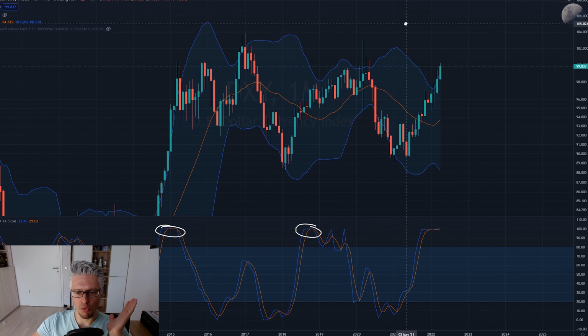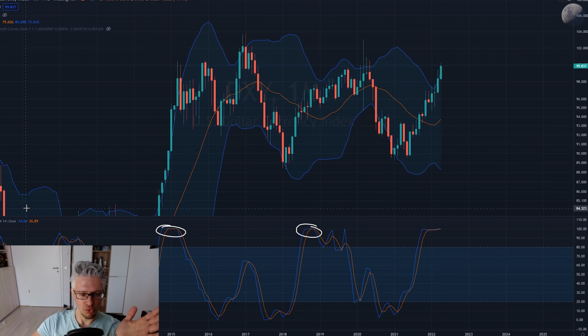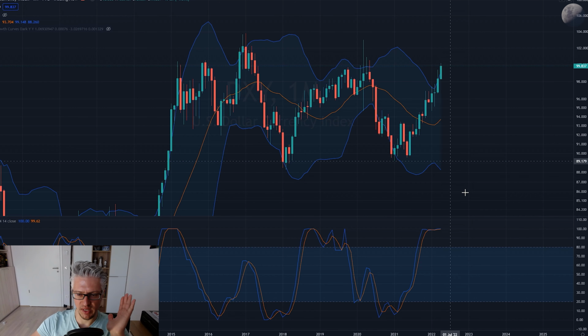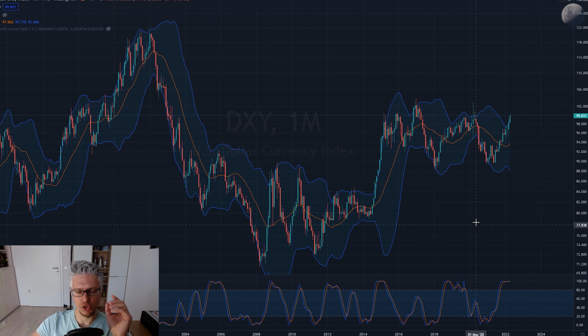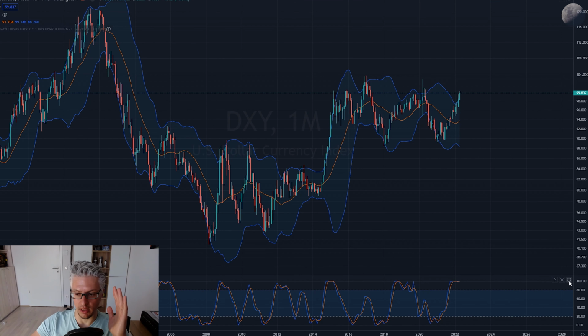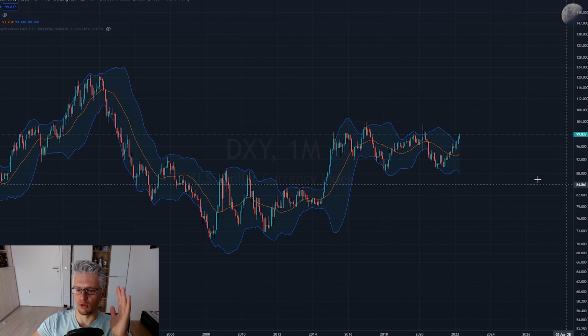So no matter what it's doing, at some point we will have brutal dumps. This cannot continue pumping like this. And we have established on this channel that Bitcoin is strongly negatively correlated to the dollar index.